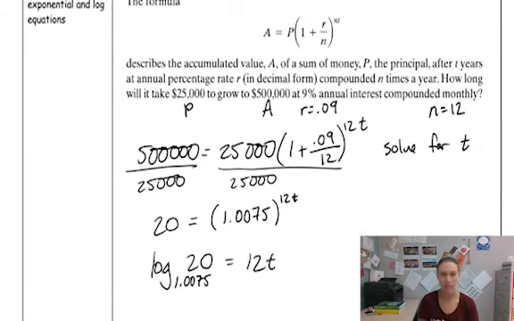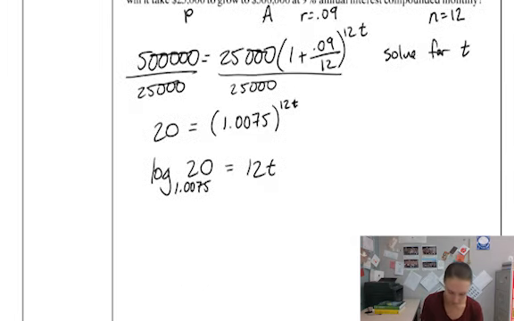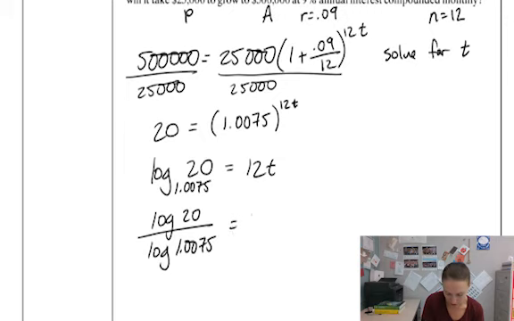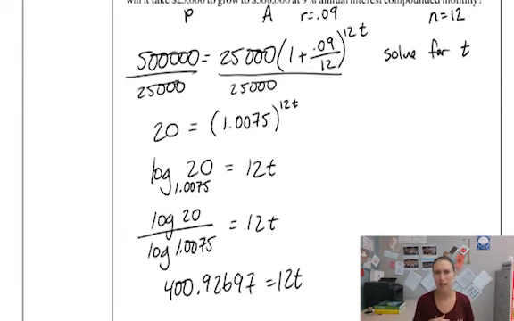Remember, the log equals the exponent. I can plug this in my calculator: log of 20 divided by log of 1.0075, using my change of base formula. So log of 20, close your parentheses, divided by log of 1.0075. I get 400.92697. Again, use enough decimals. The more you use, the less likely it is that you're going to end up with a rounding error.